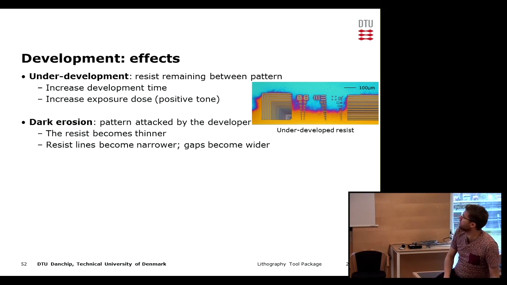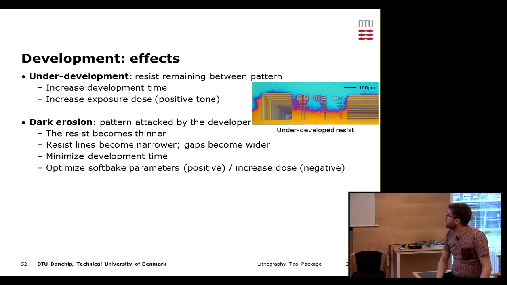Another thing that we see is what we call dark erosion, which is that the pattern that's supposed to remain is actually attacked by the developer. So this can have the effect of making our resist film thinner, and also typically makes all of our structures a little bit smaller. And what we want here is to minimize the development time. And for positive resist, there is some effect in optimizing the soft bake parameters.